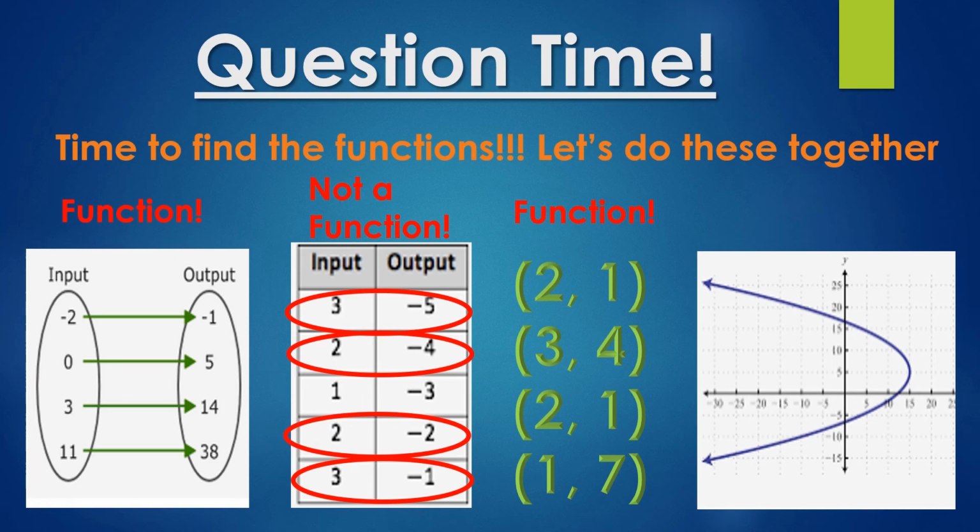Last one, we have a graph. So let's use our vertical line test, and let's see just how well this holds up. Yep, you guessed it. Since it touches the graph twice on the vertical line, that means there's 2 y's for that one x value, so this is not a function.